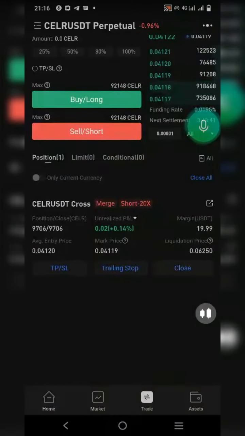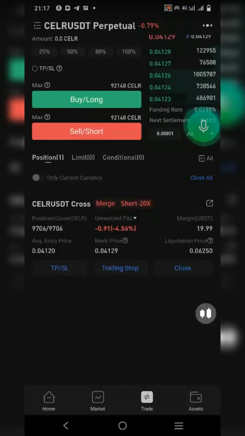We have the position I'm holding, like 9706 CLR, at the leverage position of 20x, which I entered, and unrealized PNL of this margin USDT, average entry price. This is the average price that I bought. The current market price, I was saying it is going to go down from 0.4120. I shorted. So I was saying it's going to go down from 0.4120, but the current market price shows that it is currently going up. It's currently at 0.4129. That's why I'm losing almost $1 right now. So you get the point.